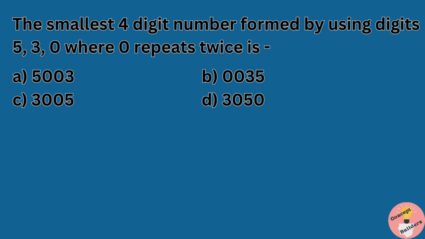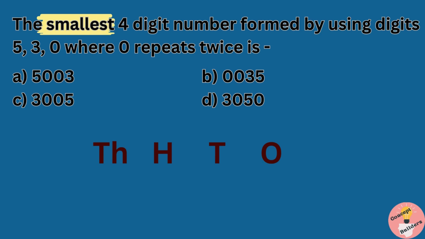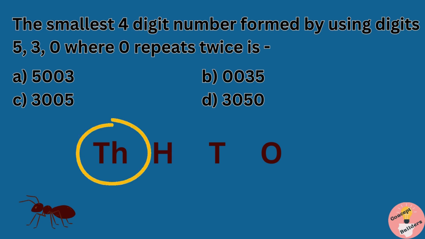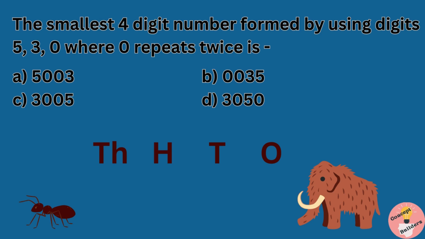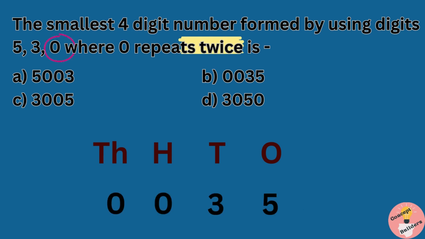We have to form a 4-digit number, so let's first create 4 places. Now, we have to make the smallest number. So what do we do? We have to put the smallest digit at the leftmost place and then step by step put larger digits towards the right. The smallest value here is 0, and 0 has to come twice in the number. So, if we arrange this way, we get this number, 0035. So, this is the answer, right?